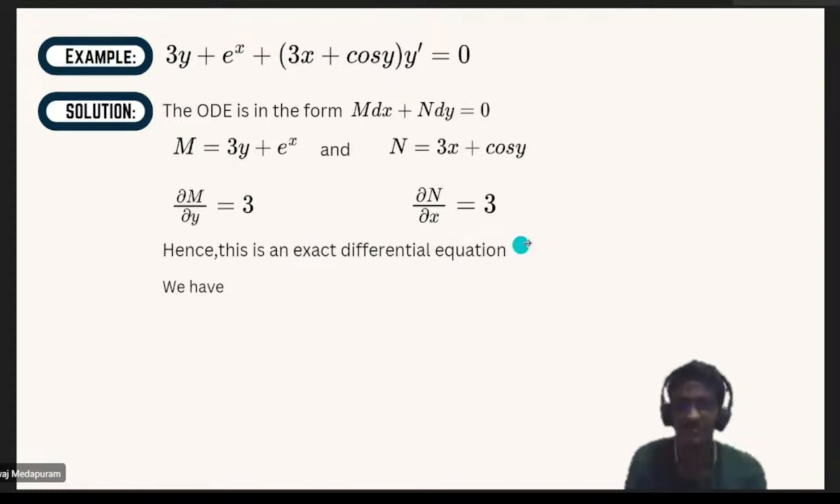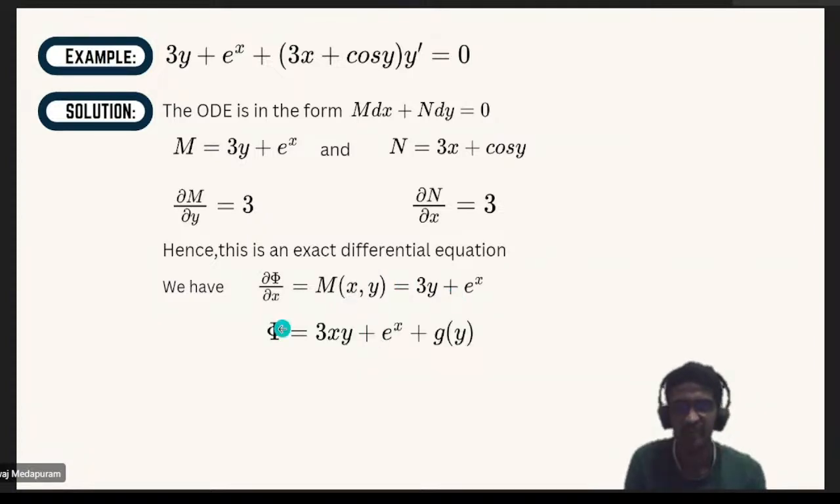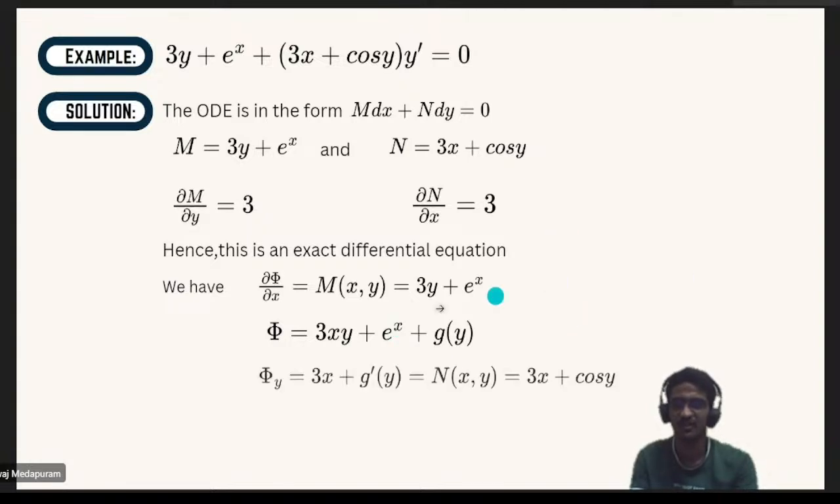We have these differential equations. Dou phi by dou x is M, that is 3y plus e power x. If we integrate this on both sides with respect to x, notice that y is constant here. So if we integrate with respect to x, we have 3xy plus e power x plus g of y. Because we are integrating with respect to x, we have a constant function g of y.